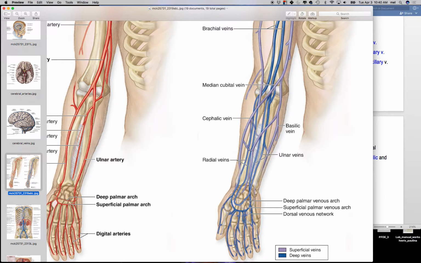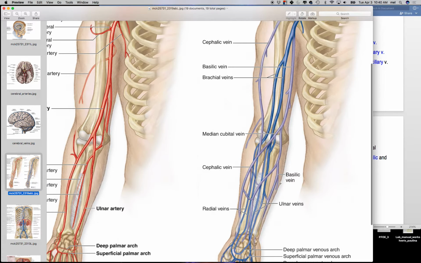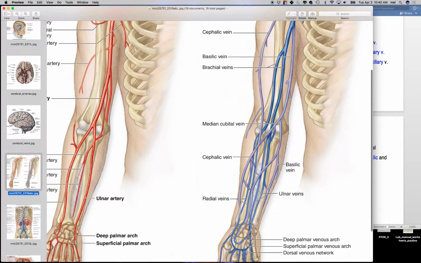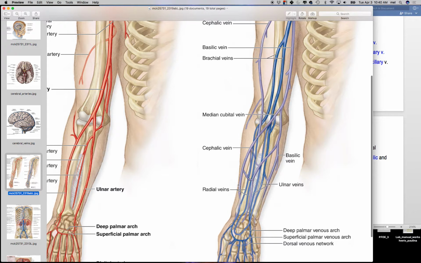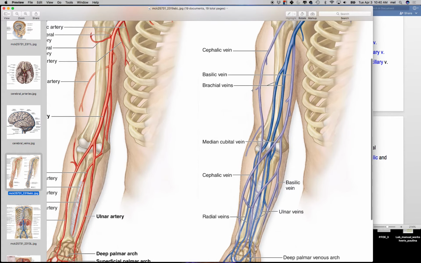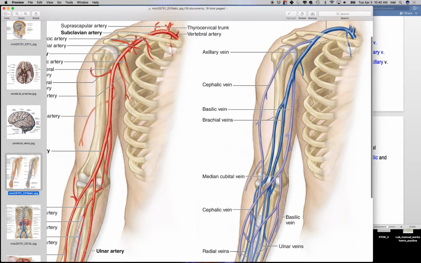Do you see this big vessel right here? This is the basilic vein. It runs up the entire medial surface of your arm. And this guy right here on this side, this is the cephalic vein, and it runs up the entire lateral surface. Does that make sense?